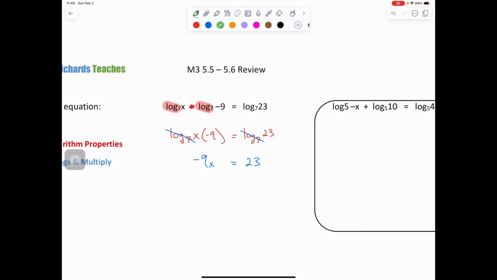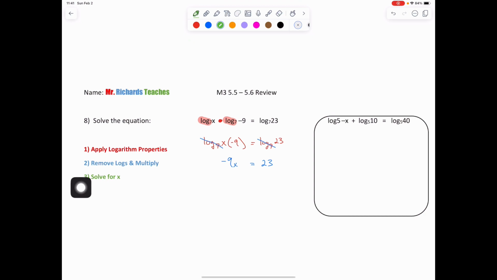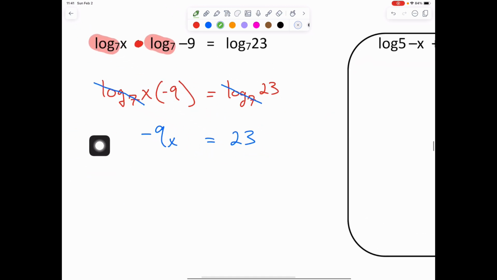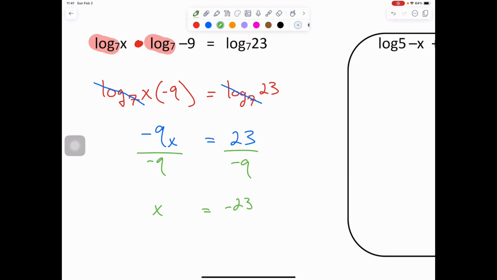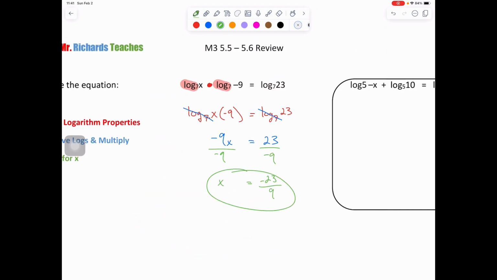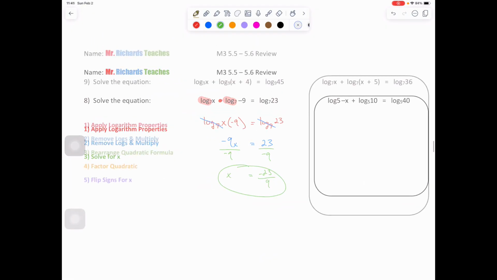Our last step is to solve for x. And what do we need to do? Great call. Divide each by negative 9, getting our x by itself equals negative 23 over 9. Circle your answer. That's undefined. And go ahead and try that practice.